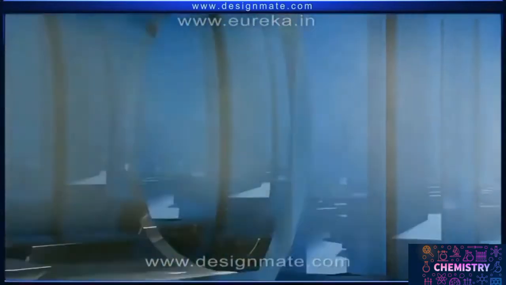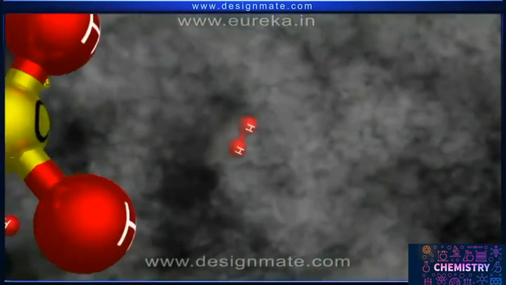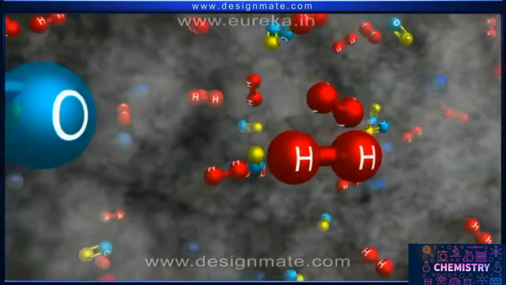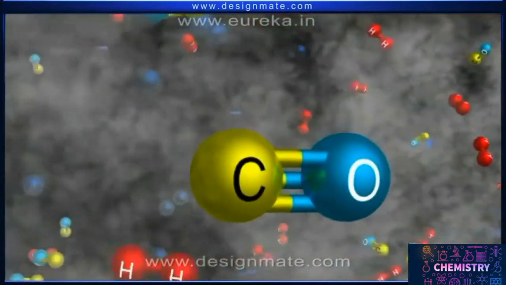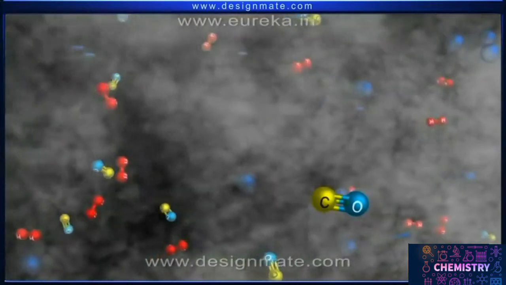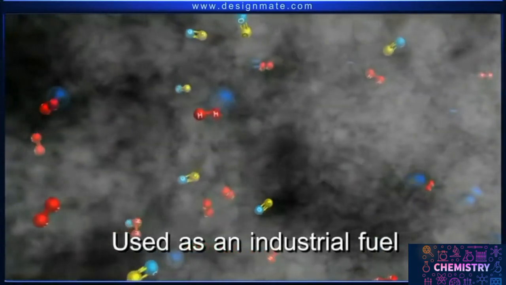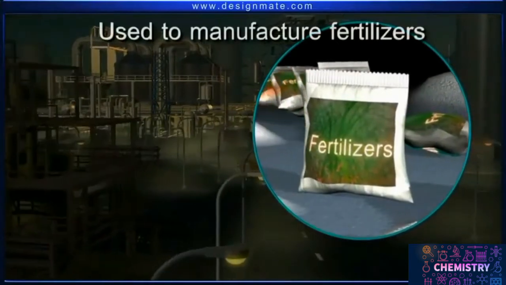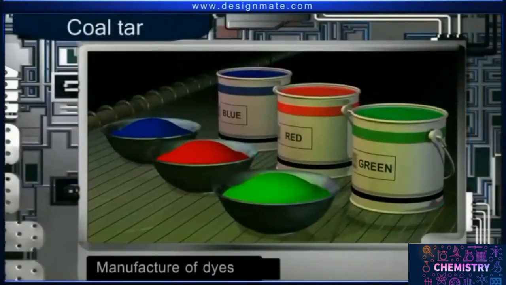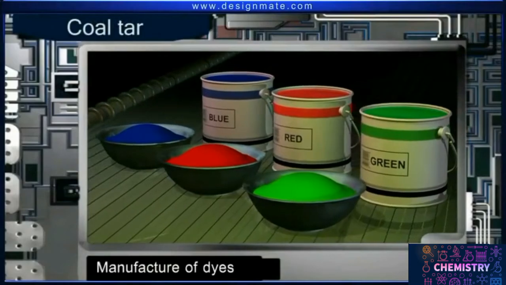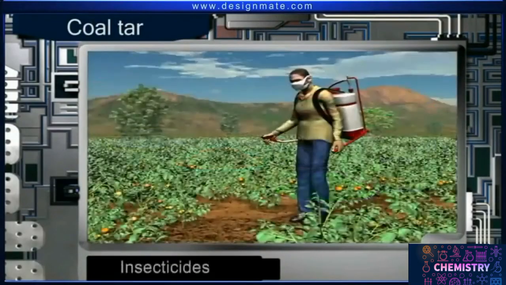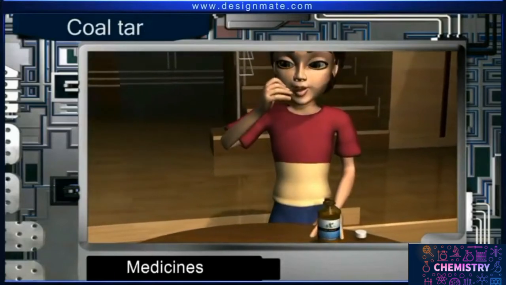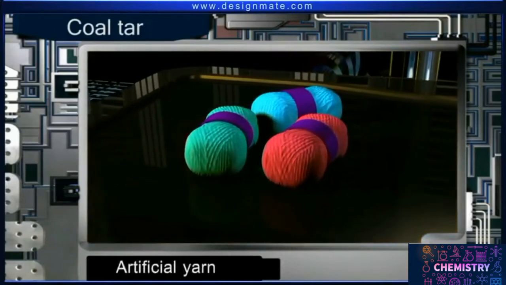Coal gas. Coal gas is mainly a mixture of methane along with hydrogen, carbon monoxide, and other gaseous hydrocarbons, and is used as an industrial fuel. Ammonical liquor is mainly used to manufacture fertilizers. Coal tar is mainly used in the manufacture of dyes, insecticides, medicines, artificial yarn, etc.